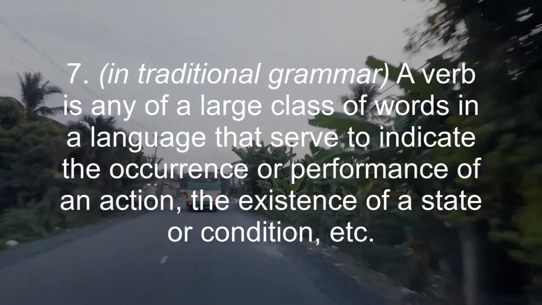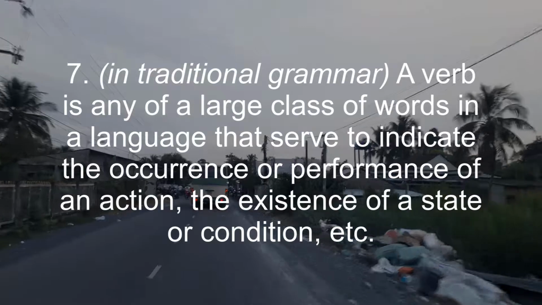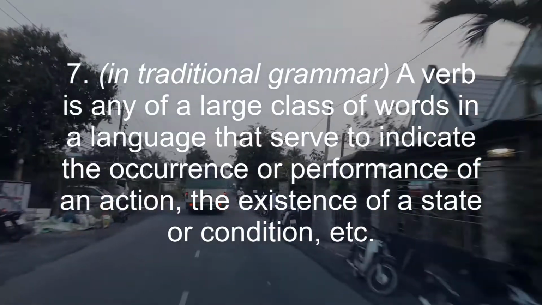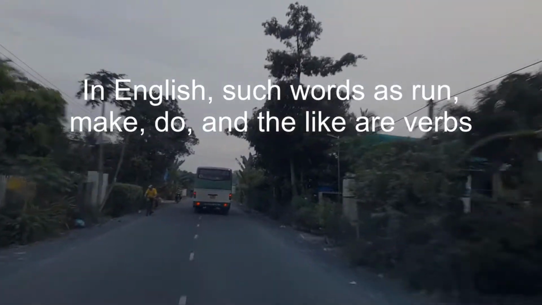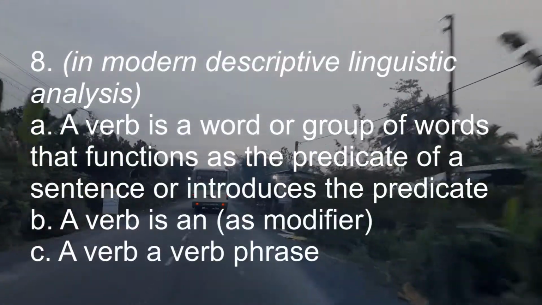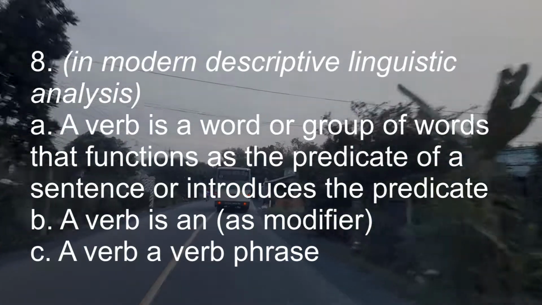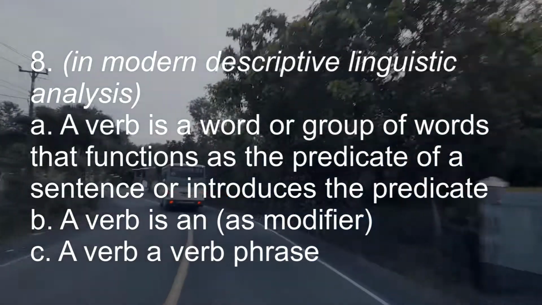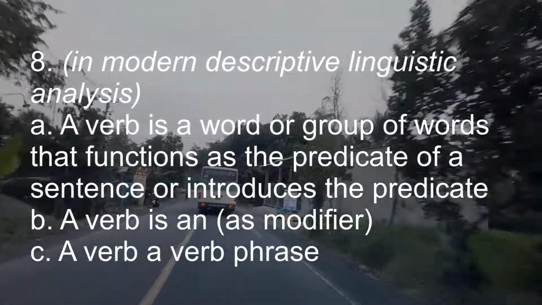7. In traditional grammar, a verb is any of a large class of words in a language that serve to indicate the occurrence or performance of an action, the existence of a state or condition, etc. In English, such words as run, make, do, and the like are verbs. 8. In modern descriptive linguistic analysis: A. A verb is a word or group of words that functions as the predicate of a sentence or introduces the predicate. B. A verb is an as modifier. C. A verb phrase.